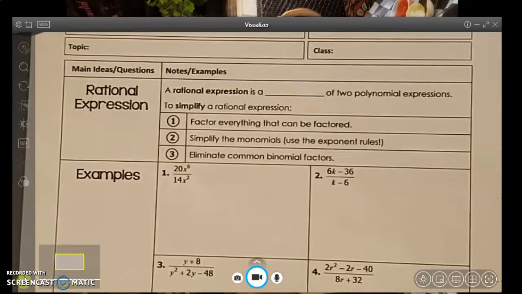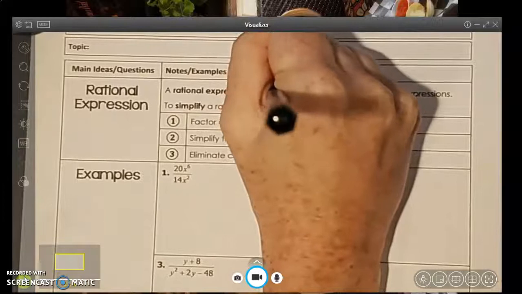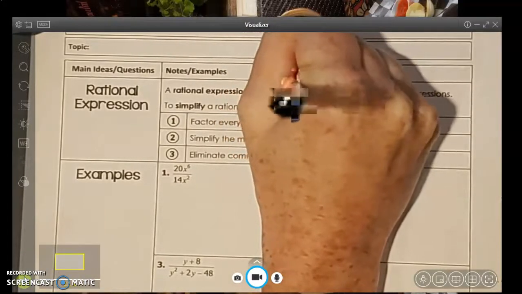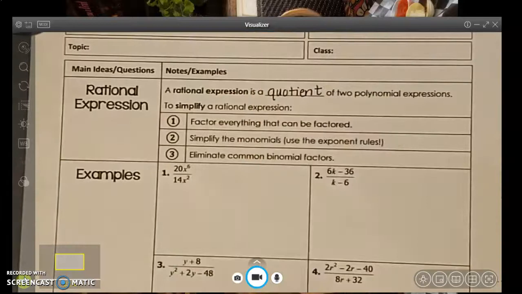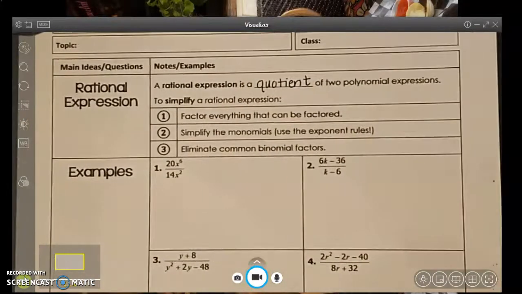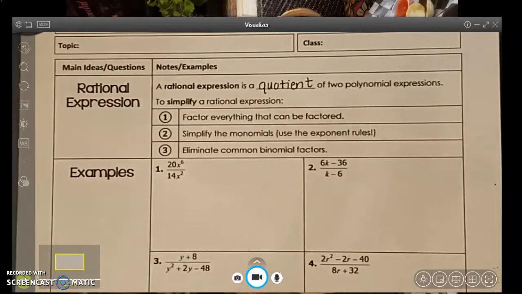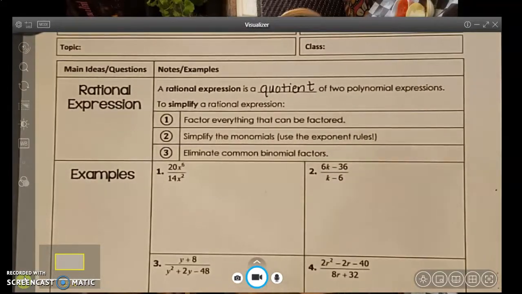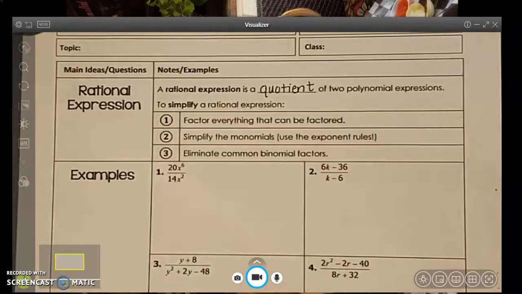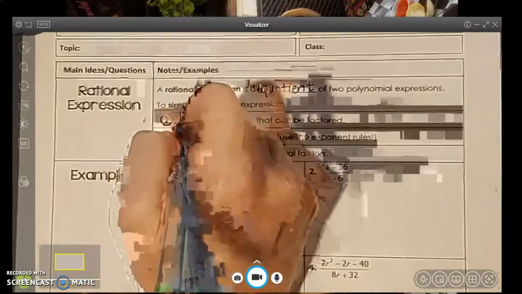Welcome to week 4. This week we are going to be working on simplifying rational expressions. A rational expression is a quotient of two polynomial expressions. So we're going to have pretty much a fraction with two polynomials, one up top, one on the bottom, and we will simplify them by factoring everything first. That's why factoring was really important.